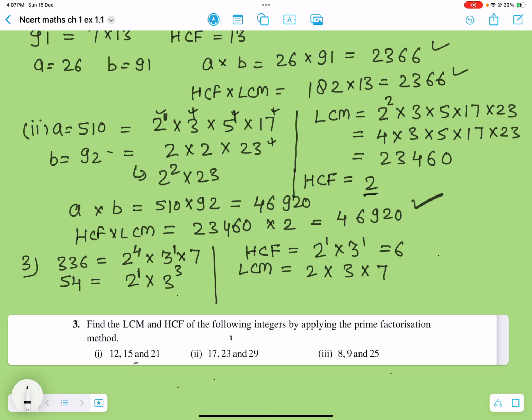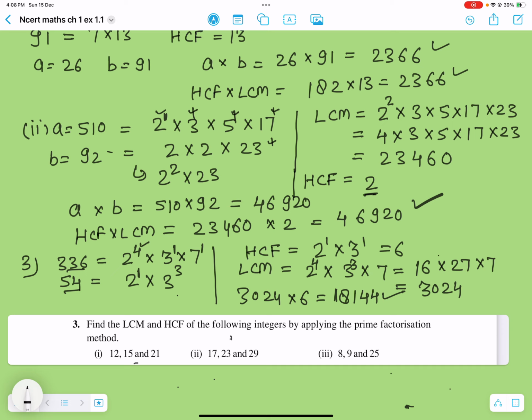So the highest power of 2 is 4, the highest power of 3 is 3, and the highest power of 7 is 1. So it becomes 16 multiply 27 multiply 7, that comes up as 3024, right? So again, for verification, you just multiply 3024 by 6, you will get the number as 18144, and the same, if you multiply these two numbers, you're going to get this final number.